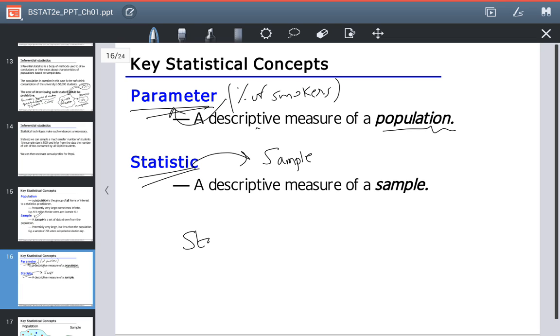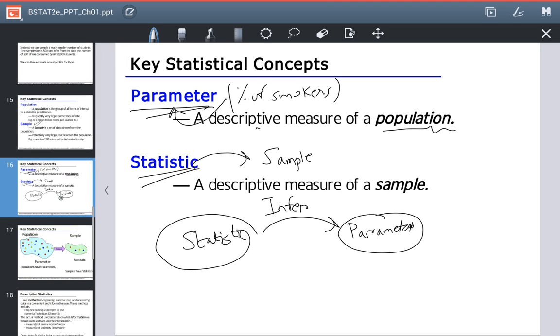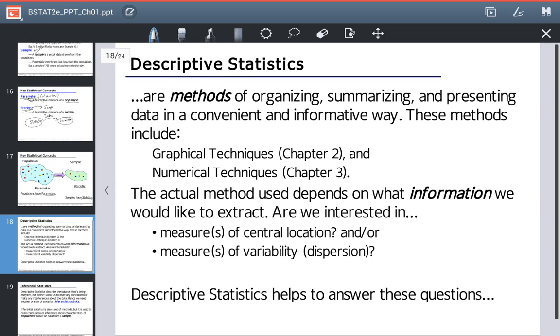So we will use the statistic to make predictions or infer. We'll use the statistics to infer about the parameter. We'll talk about the details moving on. And this is one graphical way of describing what I just said. Populations have parameters, samples have statistics, and we'll talk about these methods in the coming classes.